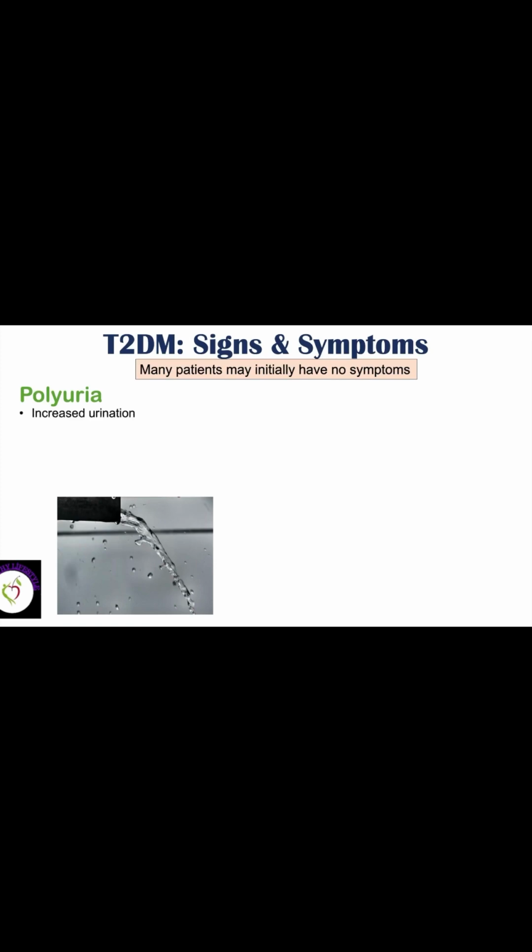It's first important to note that many patients may initially have no symptoms at all. So there is a period of time when patients may be asymptomatic. But if patients do have symptoms, some of them include the following. Polyuria is one of them. So polyuria is increased urination. Poly meaning a lot and urea referring to urination. So urinating more often or an increased frequency of urination and increased urine volume.